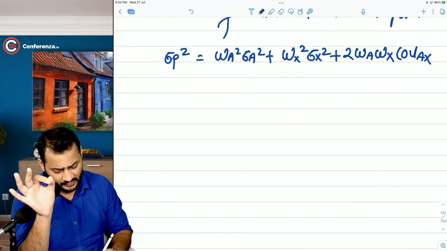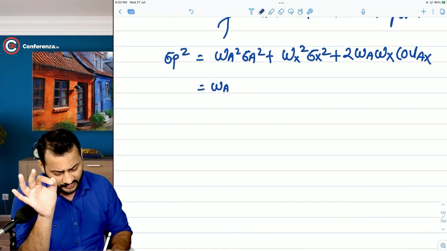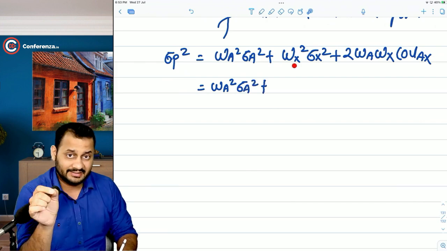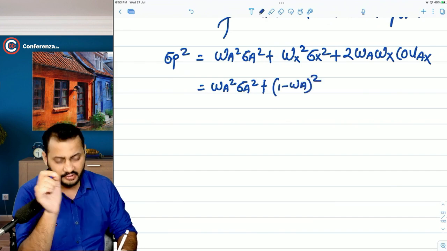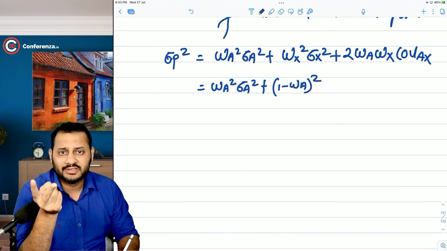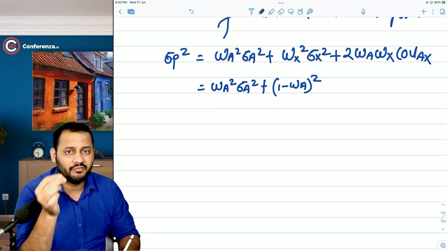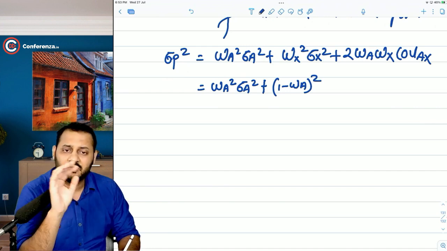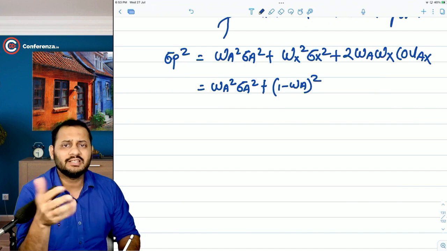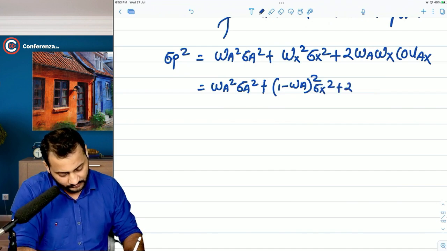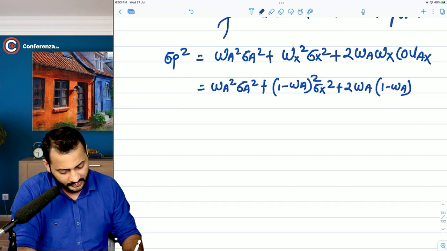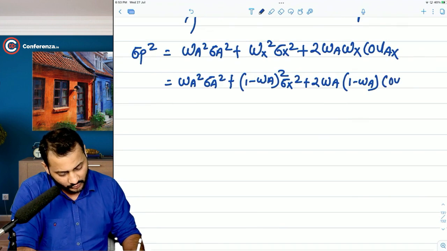It's very simple. Can I write down like this? Weight of A square, standard deviation of A square, plus weight of X as 1 minus weight of A square, because there are only two assets in the portfolio. If the weight of the first security is weight of A, the weight of the second security will be 1 minus weight of A. Right, sir. Let's do that. 2 into weight of A, and then in bracket 1 minus weight of A in place of weight of X, and then covariance of AX.